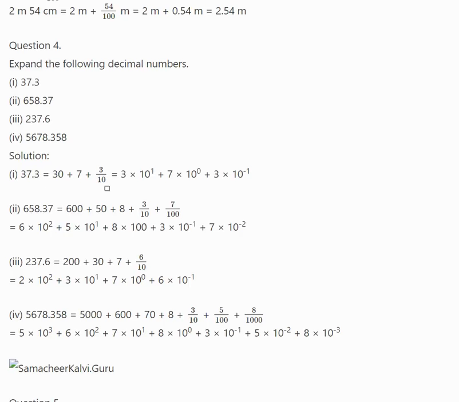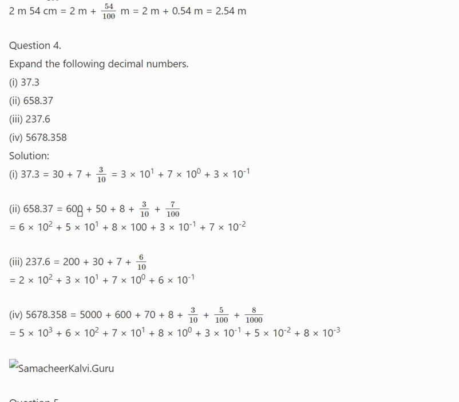After writing this step, you have to put powers of 10. You can write it as 3 into 10, that is 10 to the power 1. 3 into 10 to the power 1 plus 7 into 10 to the power 0. Any number to the power 0 is 1. So 7 into 1, 7. So you people, you have to expand and write like this. Suppose if you have a doubt in this step, you can skip it. Okay? Right.